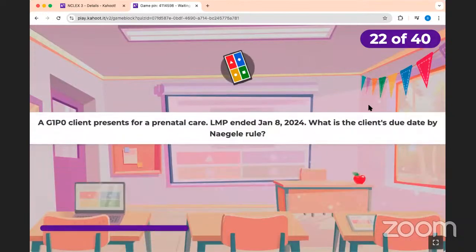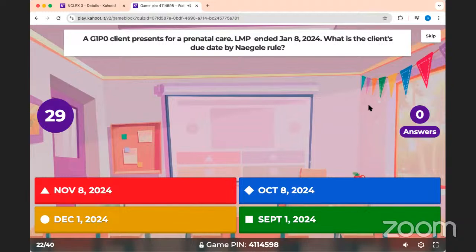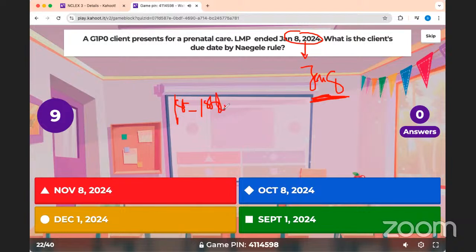G1 P0 client to present for prenatal care. LMP ended January 8th. Watch this carefully. What is the client's due date by Naegele's rule? Remember, the LMP ended at January 8th, right? So this is the last day of the menses. The formula says you have to use the first day. So this is key. Watch for this kind of question.